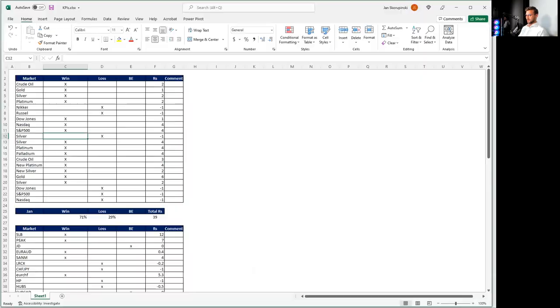So we did a little bit of work, and we just looked at all the trades since October. I already shared my trades in the last DMO. So these are from October, and you can see there's crude oil, my markets, gold, silver, platinum, Nikkei, Russell, Dow Jones, the usual markets that I cover. You can see whether it was a winner or a loser, and you can also see the R's that we collected, the conservative R's.